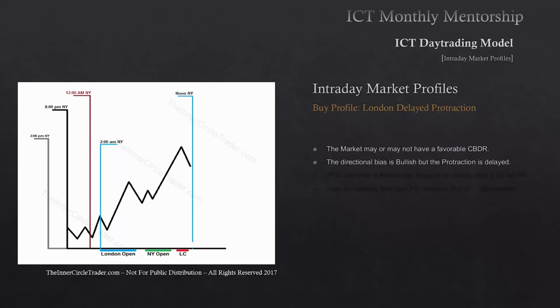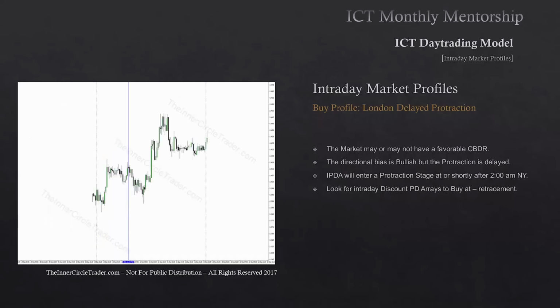Main premise is the directional bias is bullish, but the protraction is delayed. IPTA will enter a protraction stage at or shortly after 2 a.m. New York, and you're going to be looking for a discount PD array to buy at during a retracement that will occur at or shortly after 2 a.m. New York time. An example is seen here.